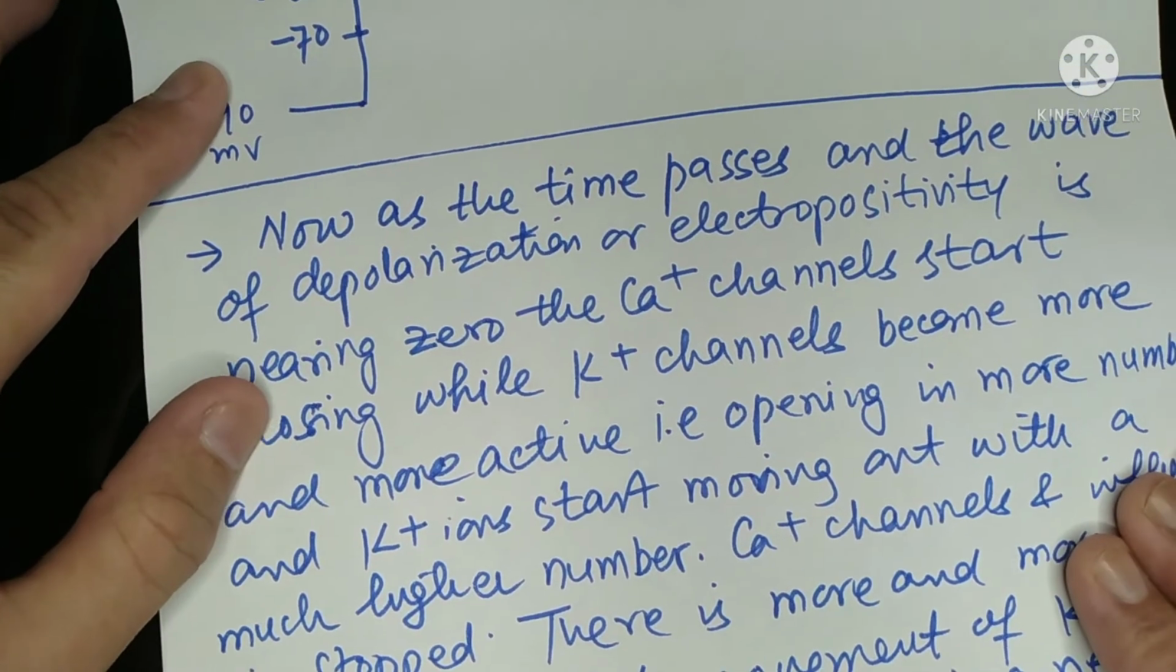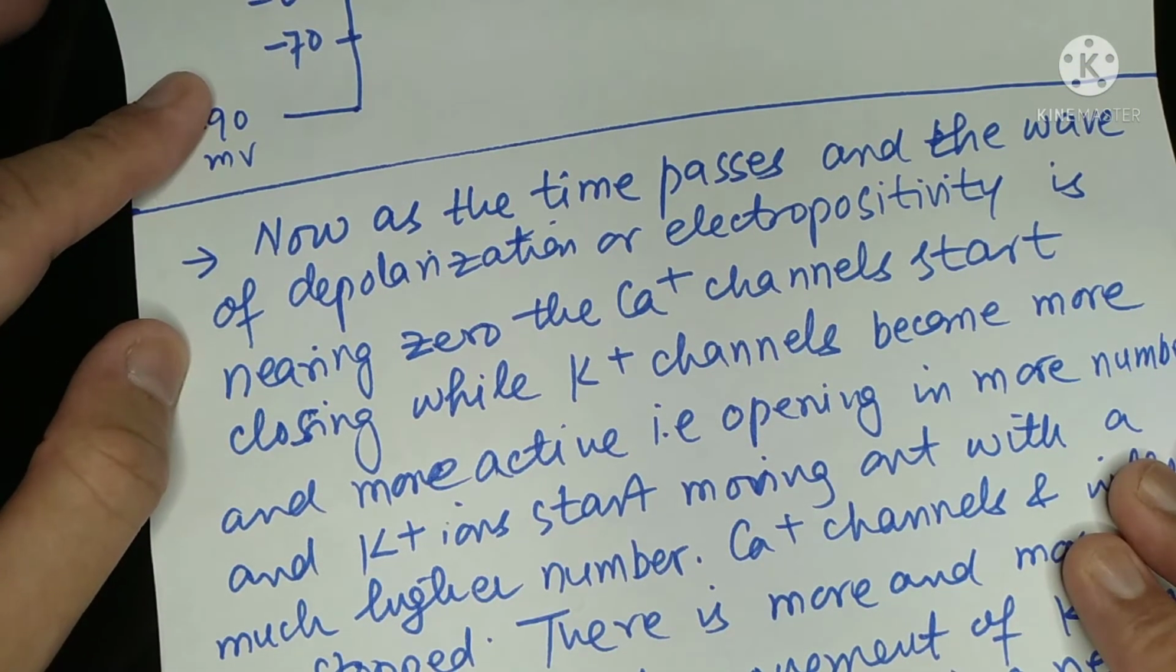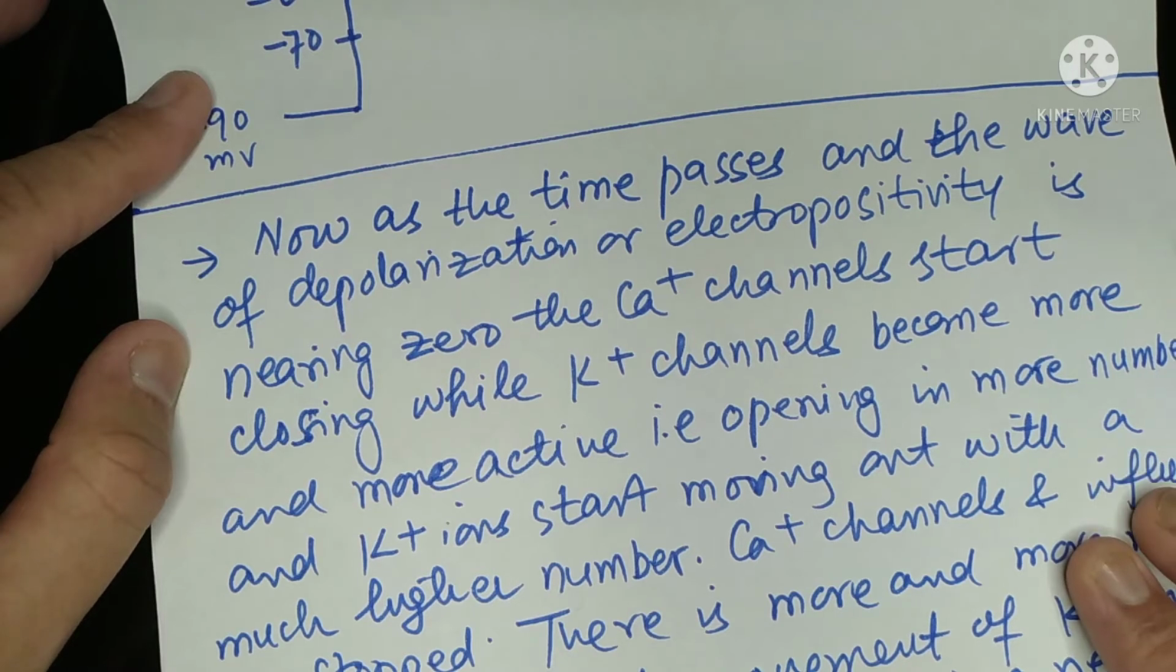Now we see that as time passes and the wave of depolarization or electropositivity is nearing zero, calcium channels start closing, while potassium channels become more and more leaky and active.